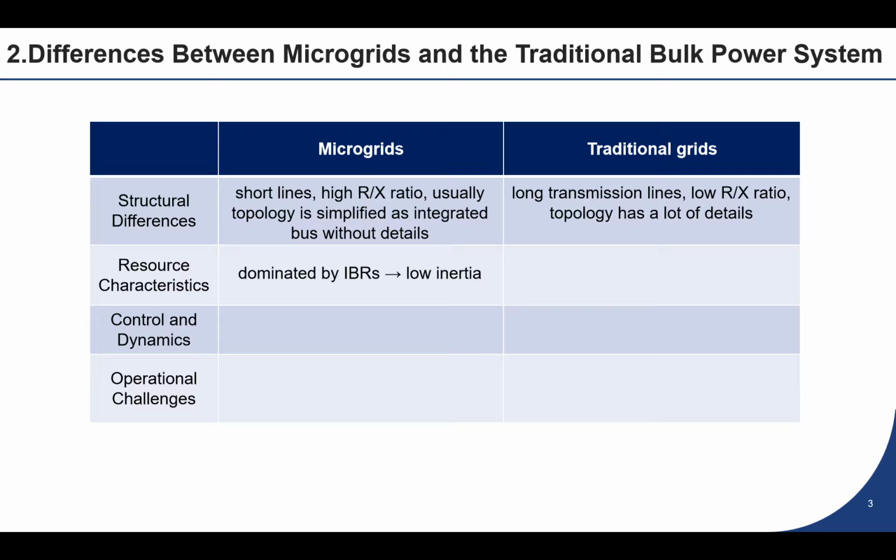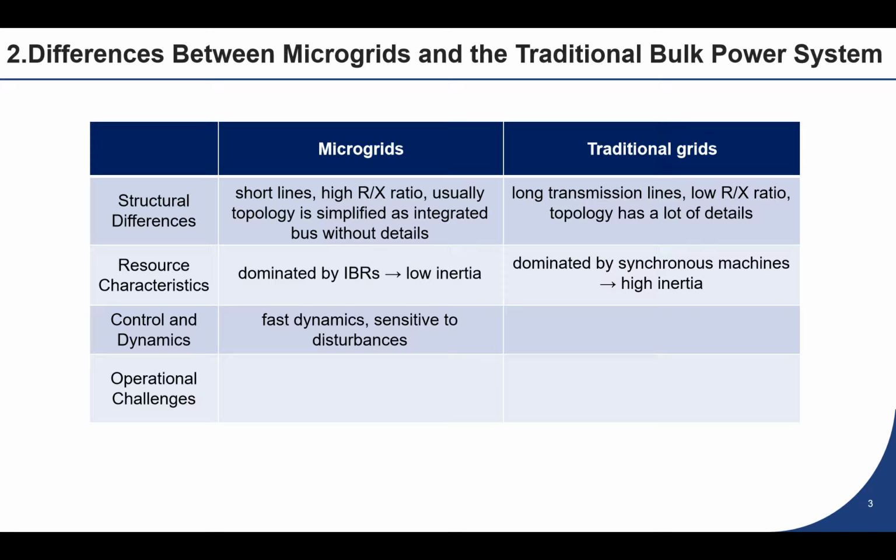Second, regarding source characteristics, microgrids are increasingly dominated by inverter-based resources such as photovoltaics, wind turbines, and energy storage systems. These resources provide little or no physical inertia, making the system more sensitive to disturbances. Traditional power systems, on the other hand, are dominated by synchronous machines, which naturally provide high inertia and stabilize frequency dynamics.